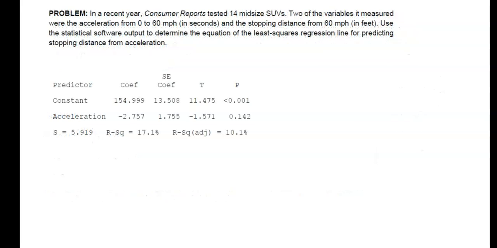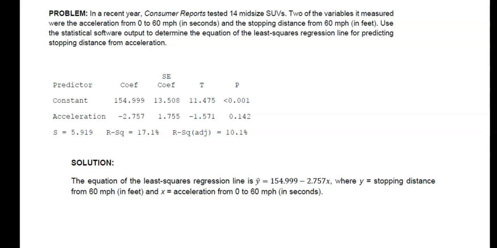This one, hopefully you can recognize which one to get the equation: the y-intercept is 154.999, the slope is negative 2.757, and then you write your equation. I would prefer if you wrote it with the acceleration as your x there, and the stopping distance would be y. So use those words for y and x instead.